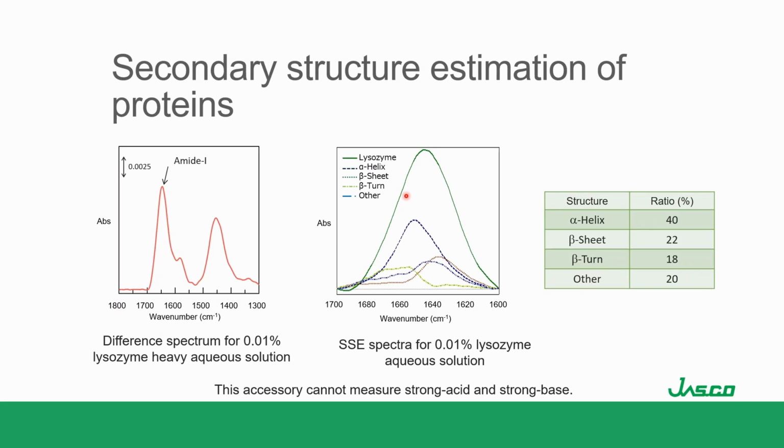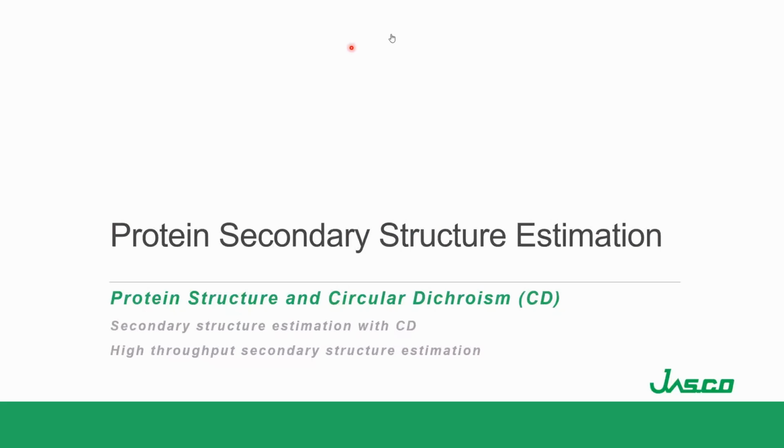And when we do the calculation using the secondary structure estimation software, we can see that the peak is deconvoluted, and the result we have is that the percent is 40% for alpha helix. That is really close to what was measured before. And actually, lysozyme is a protein that is rich in alpha helix. This is the part related to IR. I'm going to pass the presentation now to Dr. Forrest.